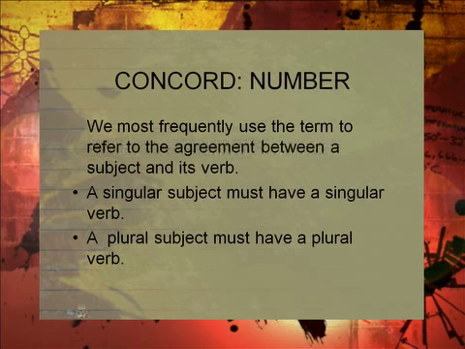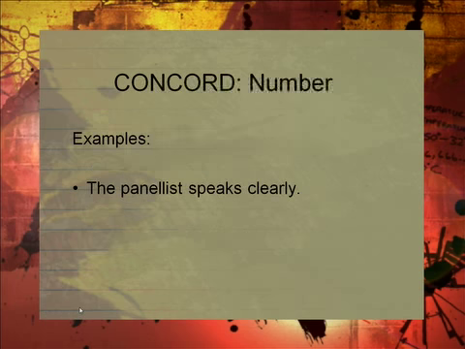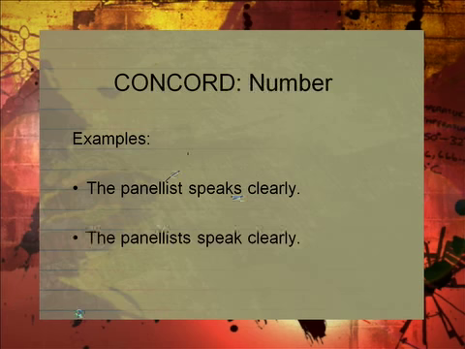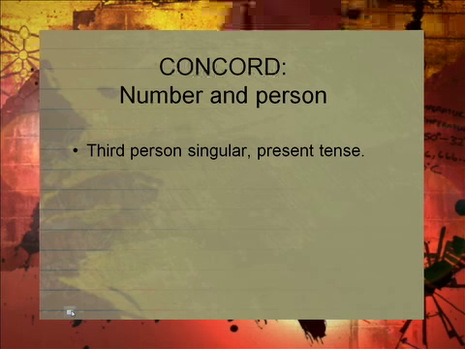Let's look at some examples. The panelist speaks clearly. This is one person. That's the correct ending. The panelists speak clearly. This is plural, so we need the plural form of the verb. You can also be asked concord in terms of number and person. The one that I want to draw your attention to is the third person singular in the present tense.